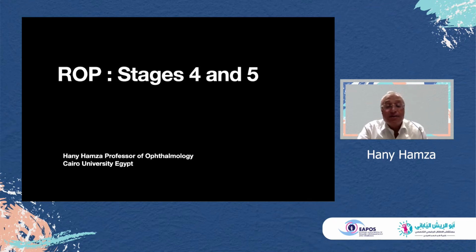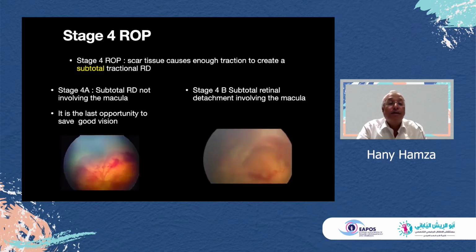Today we're going to discuss ROP stages 4 and 5. Stage 4 ROP is characterized by the development of scar tissue that causes enough traction to create a subtotal tractional retinal detachment. This stage is further subdivided into stage 4A, which is a subtotal retinal detachment not involving the macula.